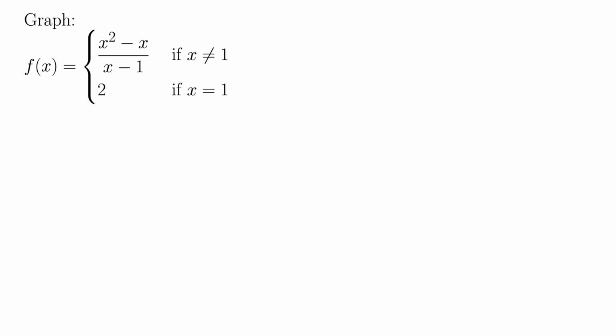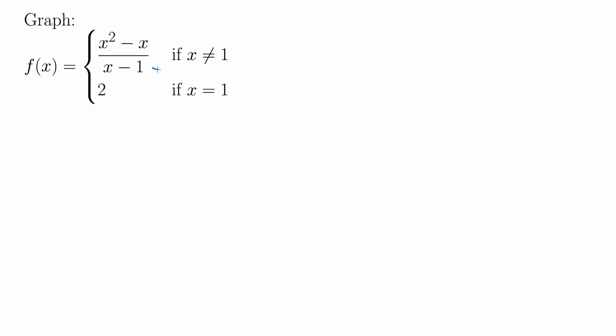Here we want to graph the piecewise function f of x equals (x squared minus x) all over (x minus 1) if x does not equal 1, and then 2 if x does equal 1. And people get real worried about this kind of function to graph because they think they have to graph some kind of terrible rational function, but it's actually not. Let's take a closer look at what's really going on here.